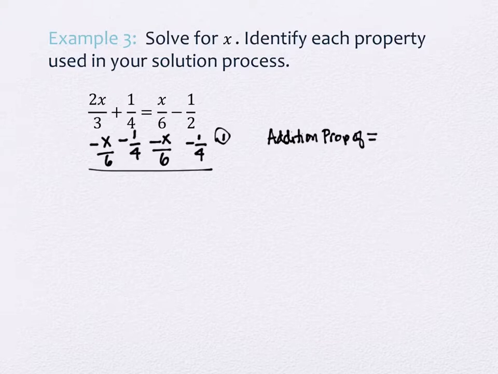And when I do this, I will now have 2x over 3 minus x over 6 equals 1/2 minus 1/4. Just repositioning everything. Okay, now all the x's are on the left, all the constants are on the right. What would you like to do next?